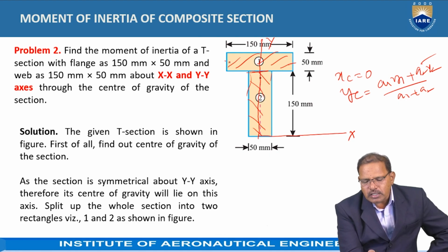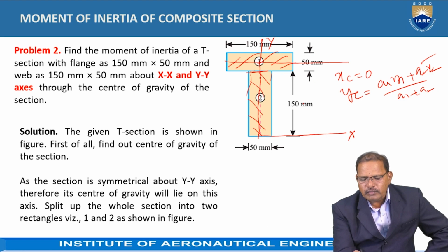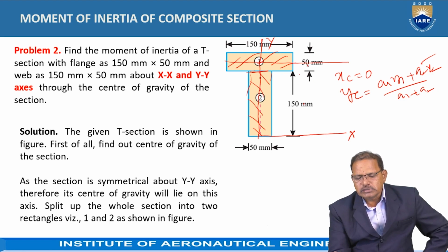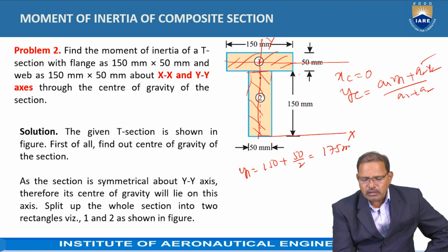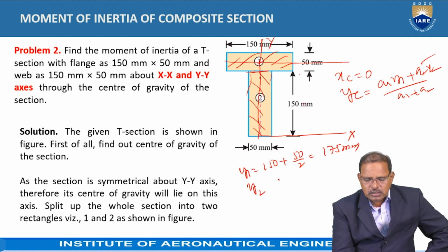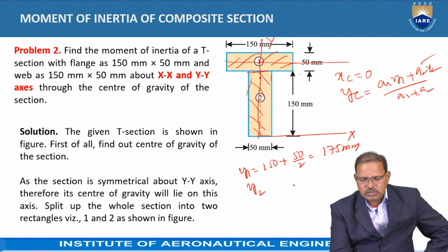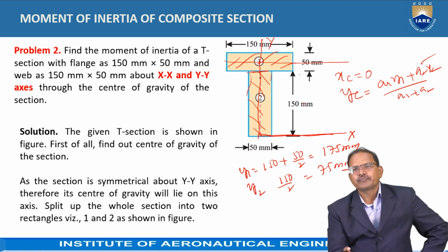It lies at the middle point of the 50 mm. This distance is equal to 150 plus 25, which is equal to 175. That means y1 is equal to 150 plus 50 by 2, which is equal to 175 mm. Similarly, y2, the position of the centroid of the second section, is half of 150, that is 150 by 2, with respect to the x-axis. It is equal to 75 mm.